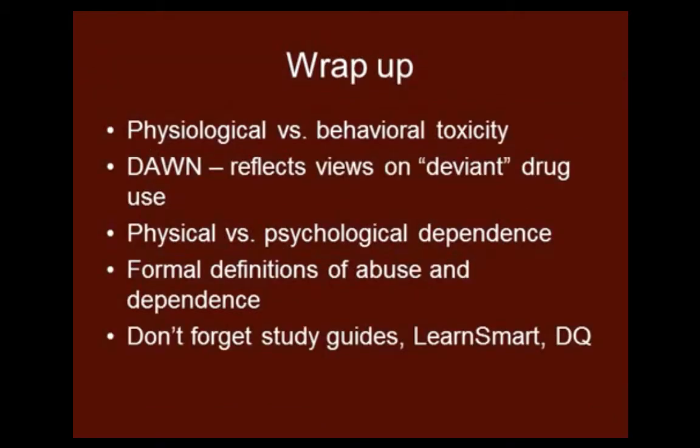So wrapping up today, our lecture on Chapter 2, we talked first about physiological versus behavioral toxicity, so the dangerous effects of taking a drug that are related to the actual changes in the body, such as suppressing respiration, or behavioral choices, such as being in a car accident while driving under the influence of alcohol. We talked about DAWN, or the Drug Abuse Warning Network, and how it reflects mostly our views on deviant drug use. So drugs that are more socially acceptable, such as alcohol or nicotine, don't get reported through the system. It is one of our best sources of data on those illicit drugs, and another one that we'll refer back to over the semester.